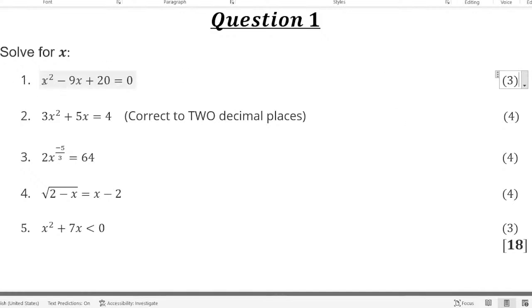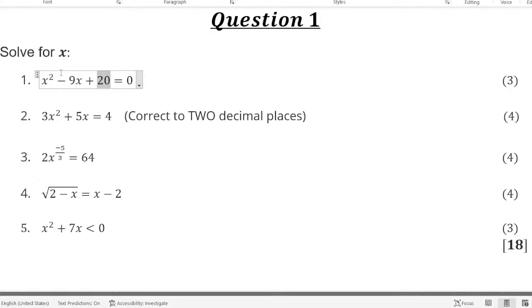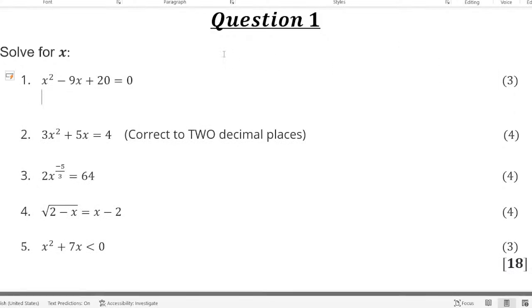So here we have x squared minus 9x plus 20. This is a quadratic equation. It is in the form of ax squared plus bx plus c is equal to 0. So first thing, remember, the examiner said solve for x. As you can see, there's no instruction given, which means that you can use factors to solve for x. In other words, you have to factorize this equation in order to solve for x because you are not given any extra information.